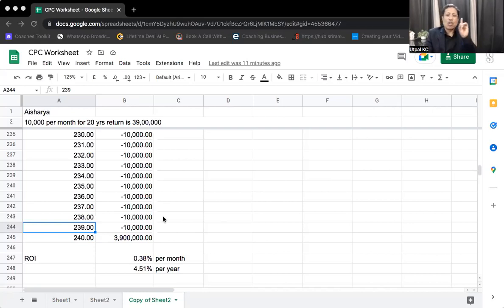I'll solve one question, then after that you'll be able to solve the other question yourself. Then you can club them. I am just taking 1.5 crore for 10 years first.